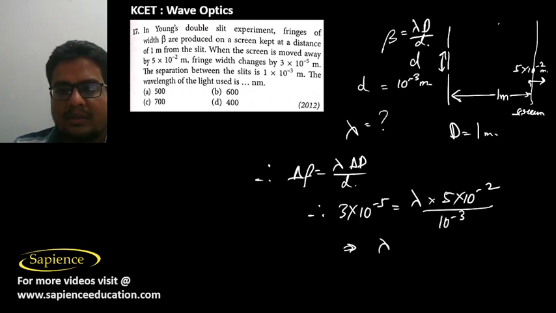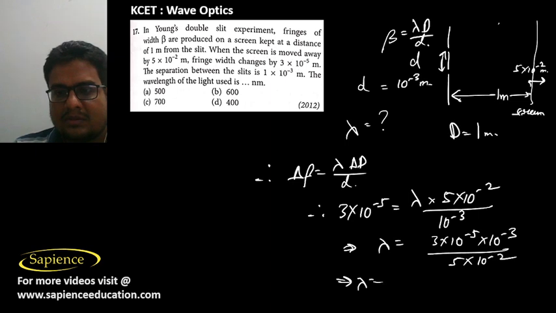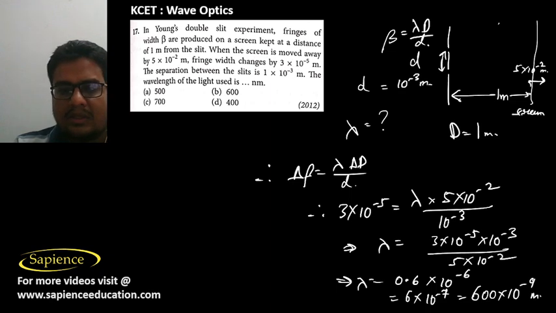So therefore, lambda will be equal to 3 into 10 power minus 5 into 10 power minus 3 divided by 5 into 10 power minus 2. So lambda is 0.6 into 10 power minus 3 minus 3, so this is 10 power minus 6. So this is 6 into 10 power minus 7, or I can write it as 600 into 10 power minus 9 meter. Therefore, the wavelength is 600 nanometer. So option B is the correct answer.